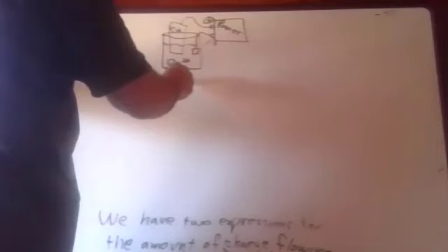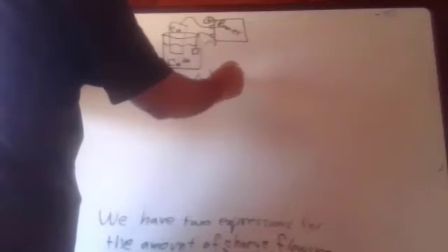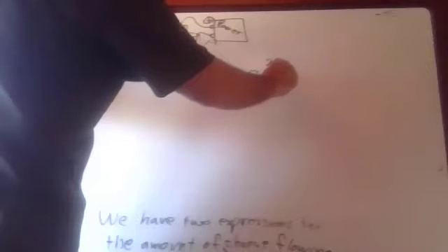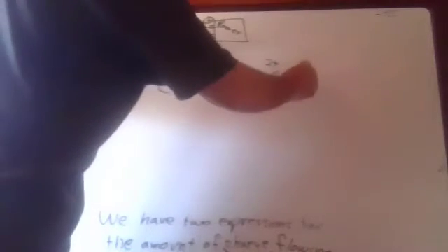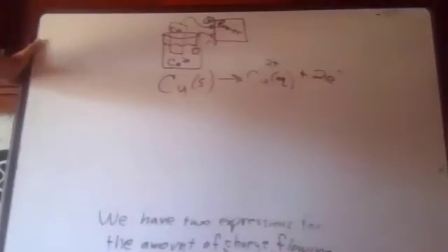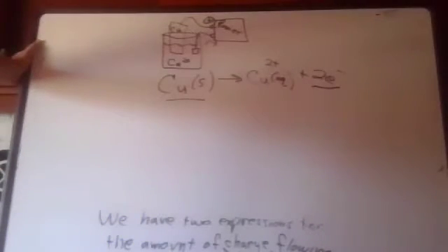So this would represent a half reaction where copper solid loses its electrons, becomes a copper 2+ in aqueous solution, and then provides the 2 electrons to wherever it's going. That's all we need, a half reaction, when we look at the stoichiometry of electrolysis, because that gives us the ratio between the electrons and the copper that is undergoing either oxidation or reduction.